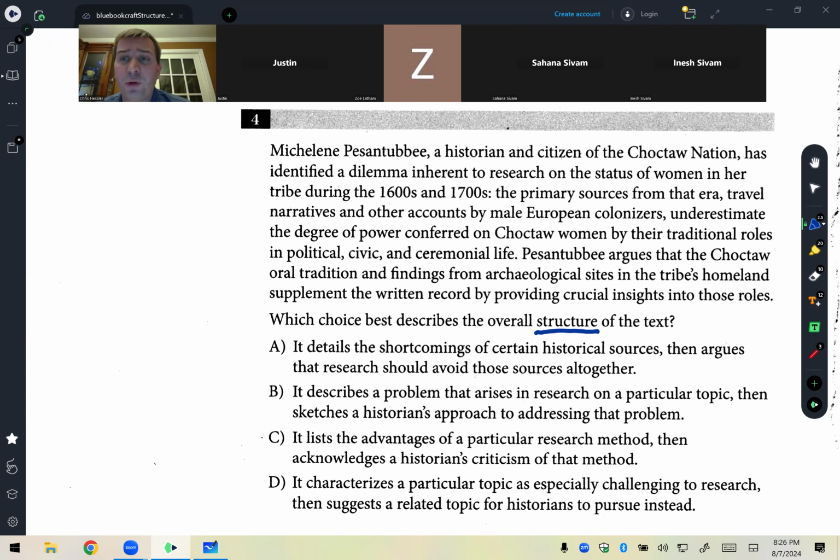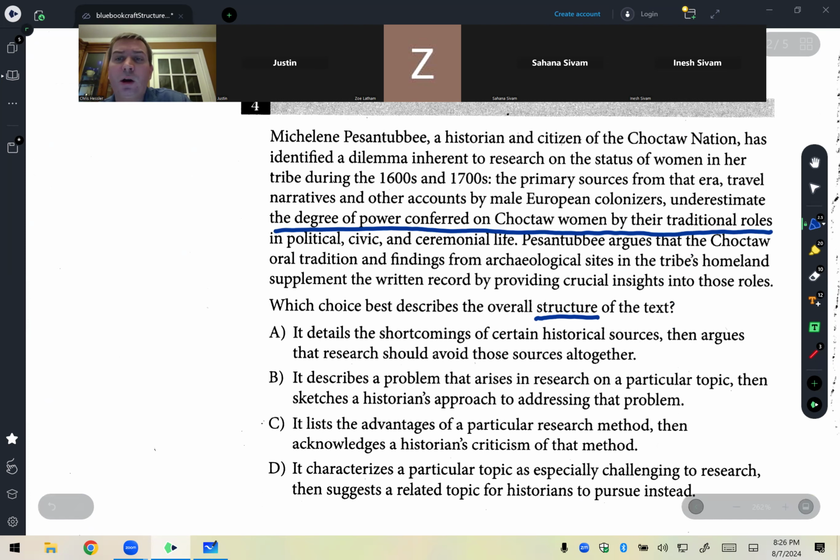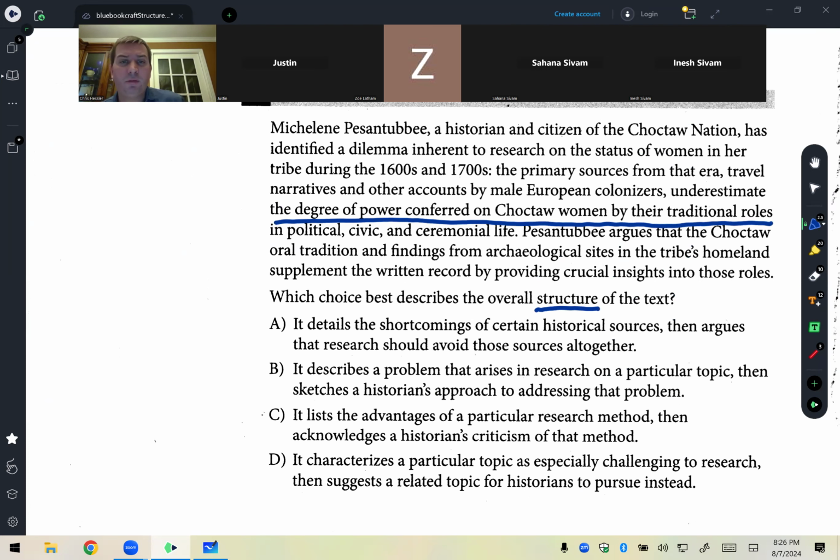The primary sources from that era, travel narratives and other accounts by male European colonizers, underestimate the degree of power conferred on Choctaw women by their traditional roles in political, civic, and ceremonial life. Peasant to be argues that the Choctaw oral tradition and findings from archaeological sites in the tribe's homeland supplement the written record by providing crucial insights into those roles. Which choice describes the overall structure of the text?